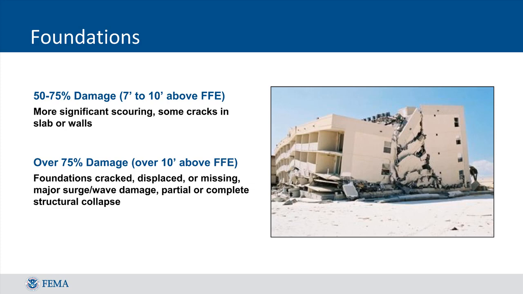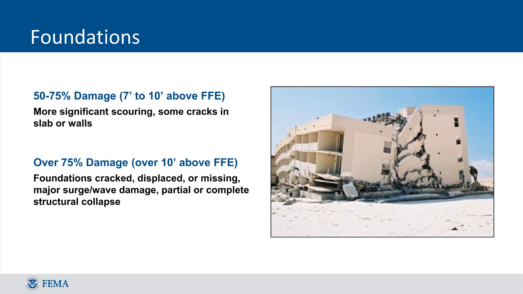By comparison, a structure that is between 50 and 75% damaged may have significant cracks in the foundational walls and severe scouring or erosion, but would appear to still be supported by its base. However, upon further examination of the structure, you may note that there is some instability and the structure is not safe to enter.